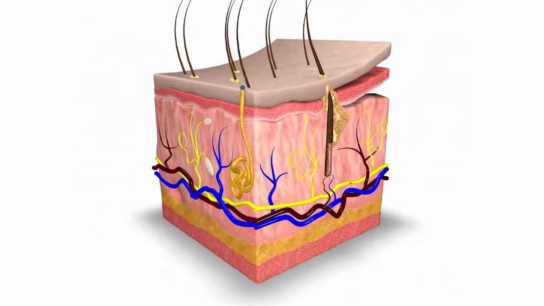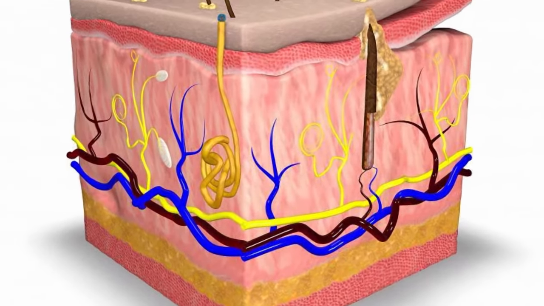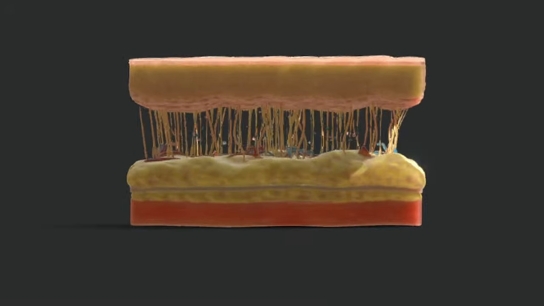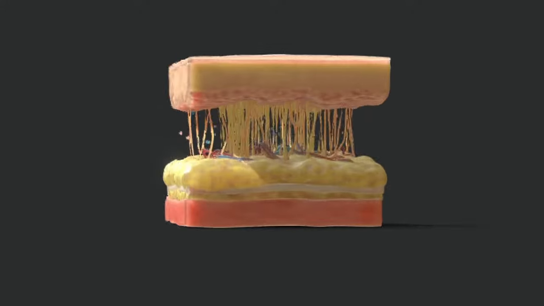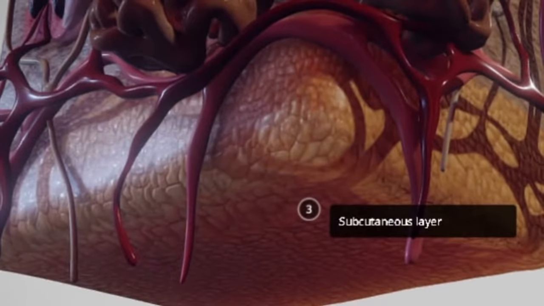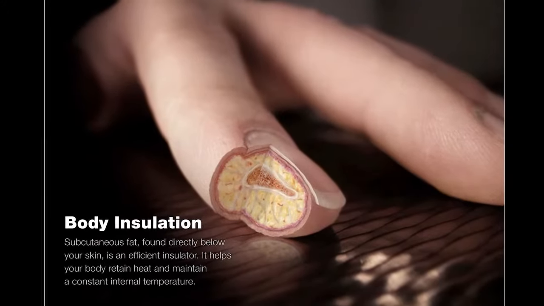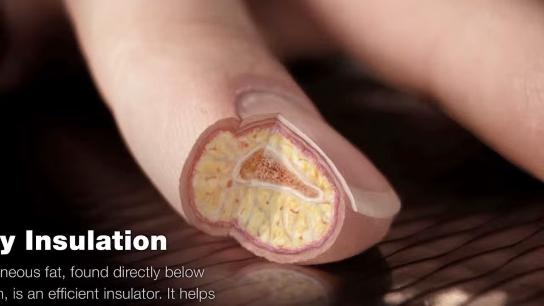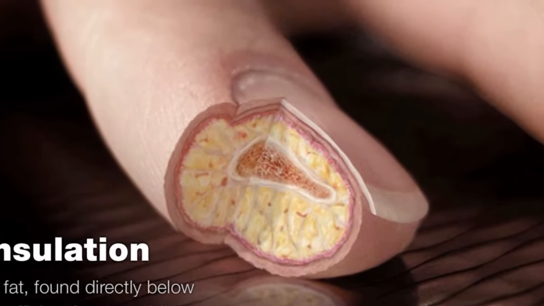The dermis is the middle layer and contains blood vessels, nerves, and hair follicles. The dermis also contains various structures such as sebaceous glands, sweat glands, and hair follicles. The subcutaneous tissue is the innermost layer and is made up of fat and connective tissue. The subcutaneous tissue helps to insulate the body, store energy, and also contains blood vessels and nerves.